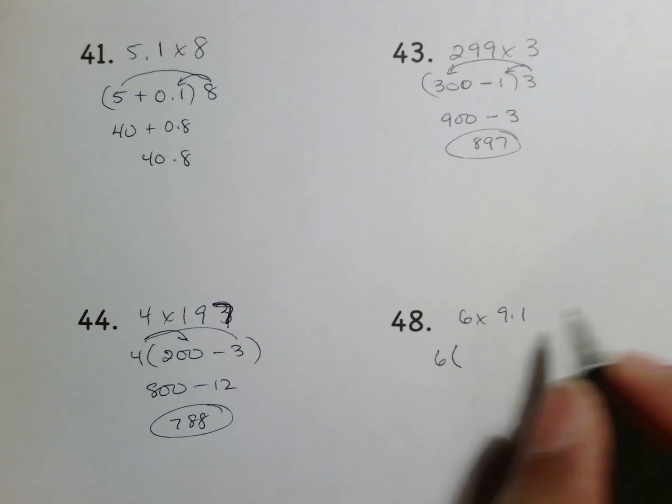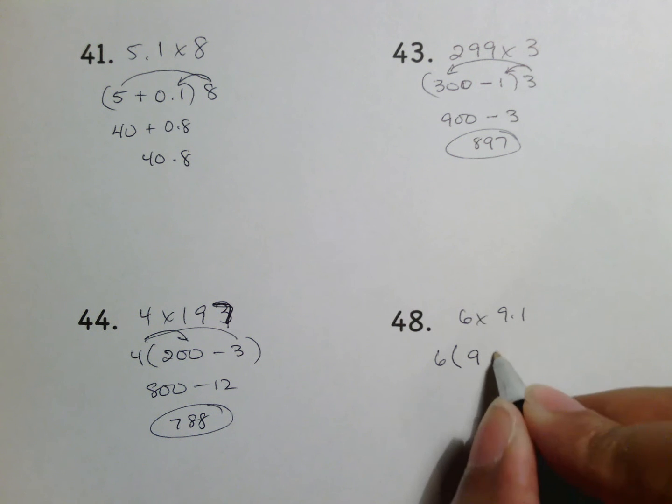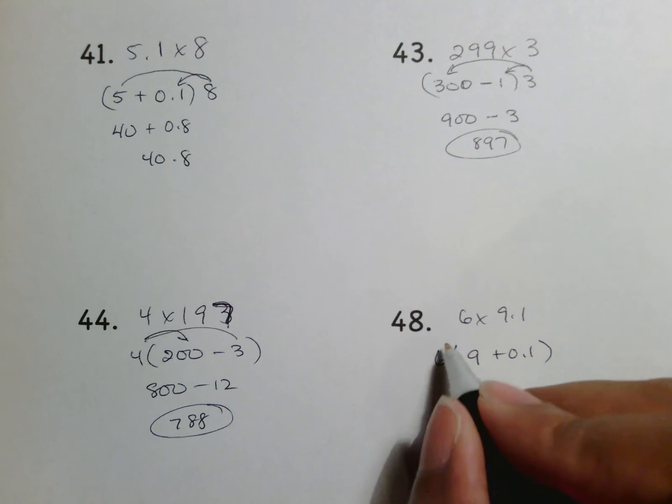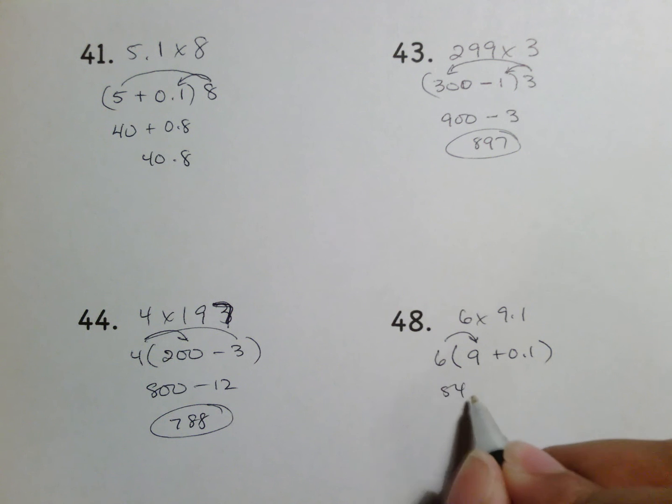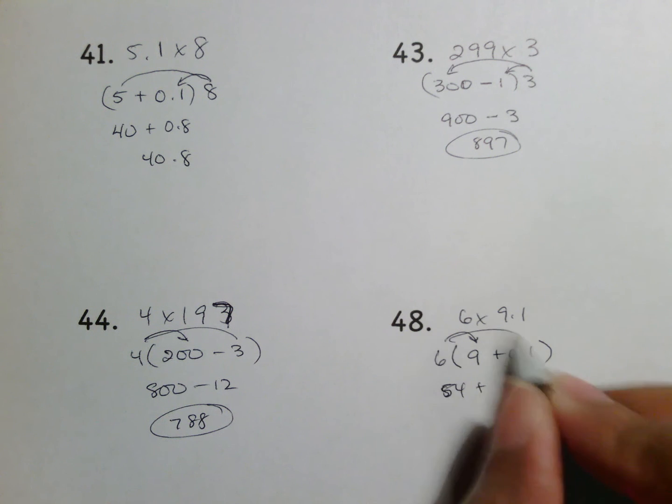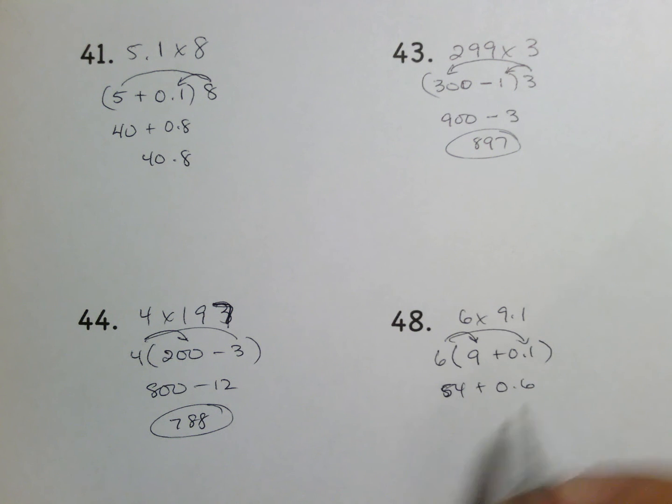6 again is very simple. 9.1, if you think about it, is the same as the whole number 9 plus 0.1. 6 times 9 is 54, plus 6 times 0.1 is 0.6. Putting those together, we get 54.6.